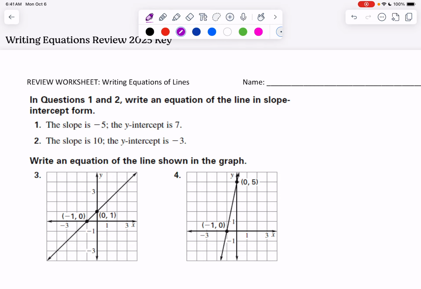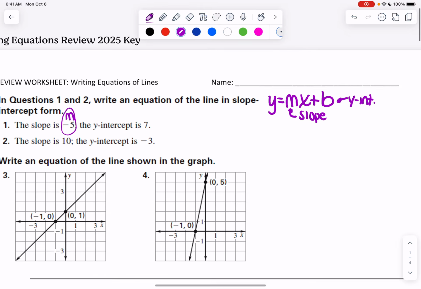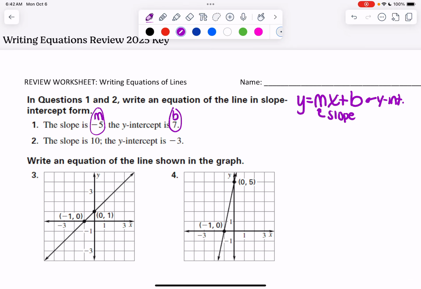As a reminder, slope-intercept form is y equals mx plus b, where m represents your slope and b represents your y-intercept. In question number 1, the slope is -5, so that's m, and your y-intercept is b, so 7 is b. We're just plugging into the formula, so leave x and y alone. You get y equals -5x plus 7, and that's the easiest type there is.